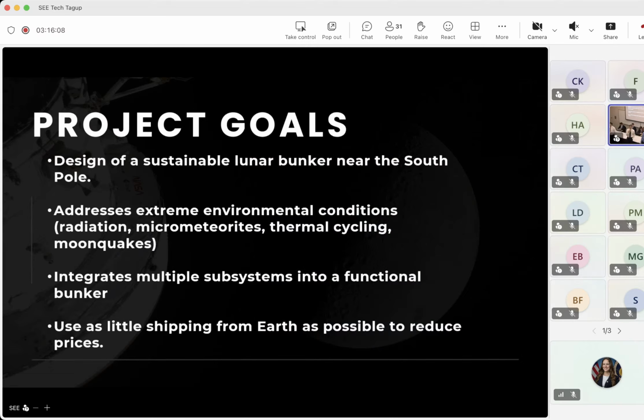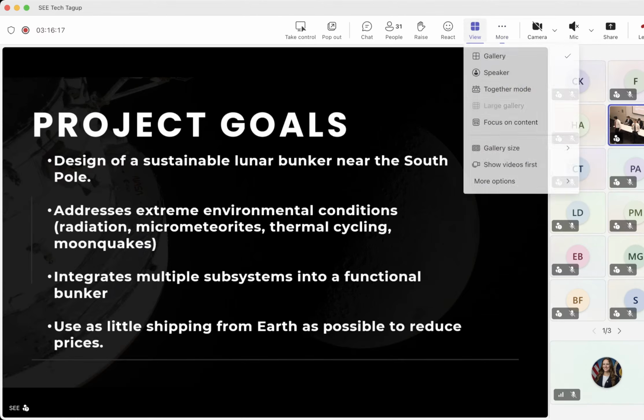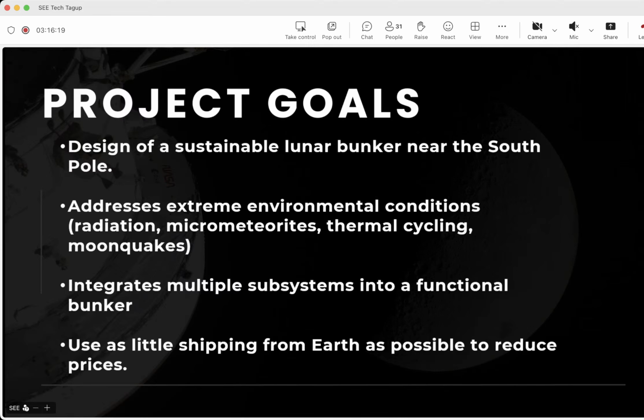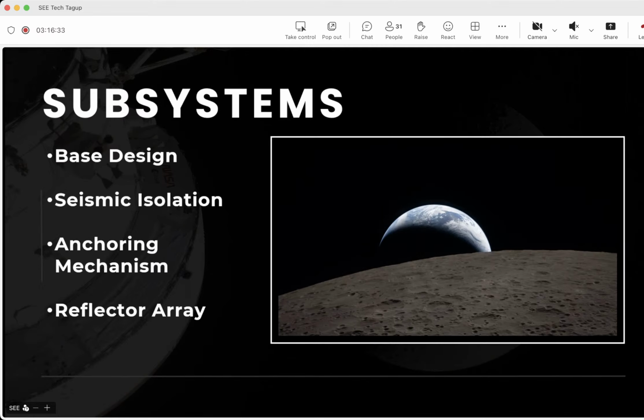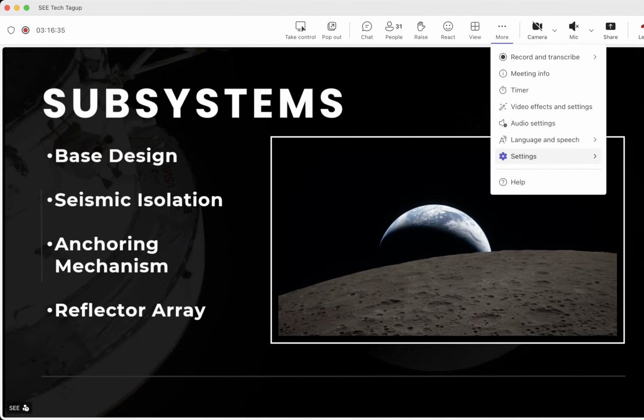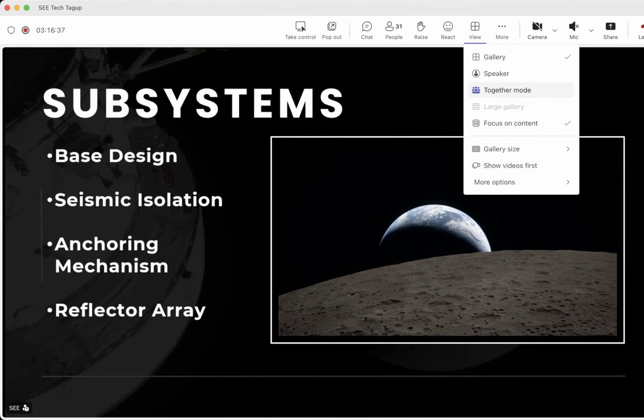Since we lack the computer science background to complete many of the active team milestones for the SE 2026 round, we worked with Mike Conroy and Paige Whittington to reformulate our problem statement such that it allows for analytical prototypes and mission architecture with a focus on subsystems for the lunar base. And these are some of our project goals. We focus on addressing the extreme lunar environment. Next slide. We've broken our project into 4 subsystems, those being the base design, seismic isolation, the anchoring mechanism, and the reflector array. Next slide.